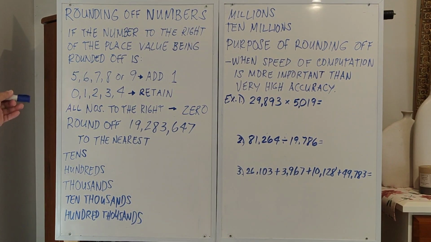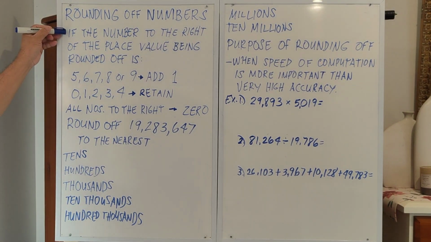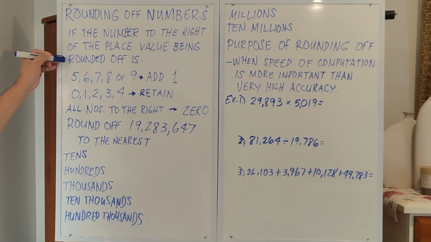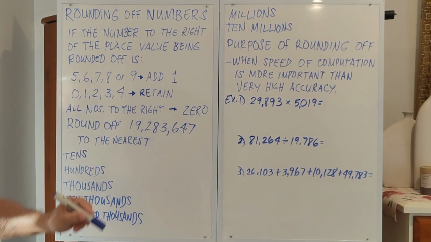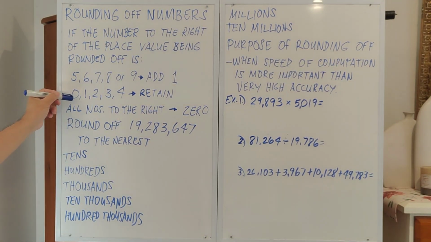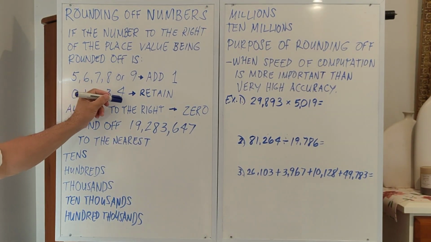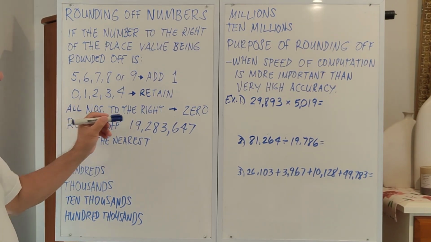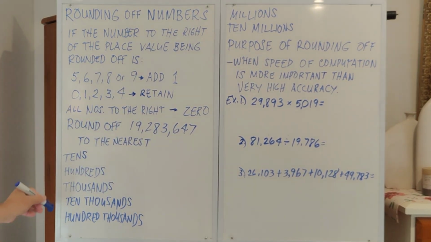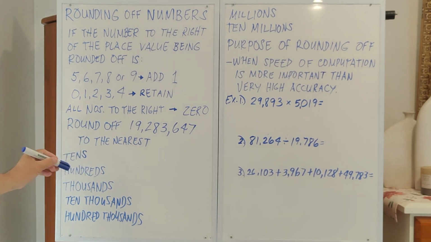There are only two rules. If the number to the right of the place value being rounded off is 5, 6, 7, 8, or 9, we add 1. If it is 0, 1, 2, 3, 4, we retain. And then all numbers to the right become 0. It will be easier with an example.